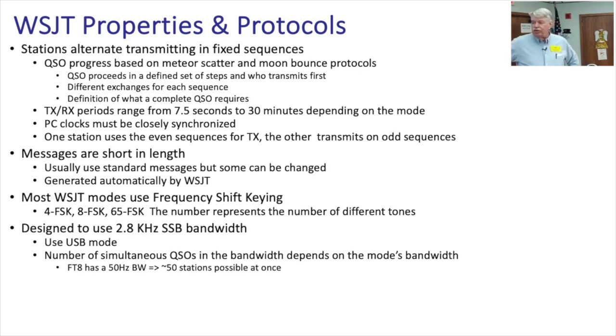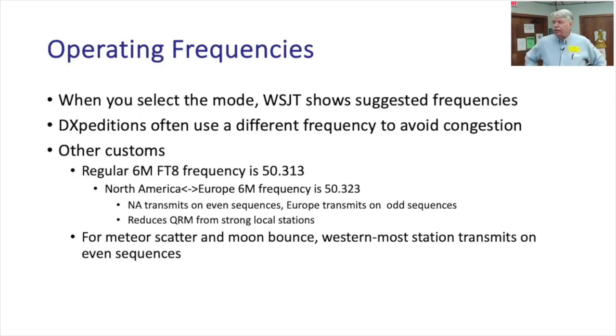Now at the radio, we use sideband. We always use upper sideband, and we use a 2.5 or 2.8 kilohertz bandwidth. The number of stations that can fit in that bandwidth depends on how wide the bandwidth of each signal is. We'll talk a bit about that as we go into the other different modes. The next one.